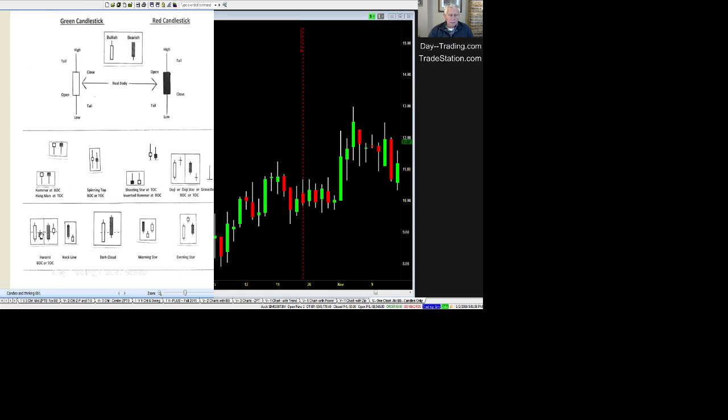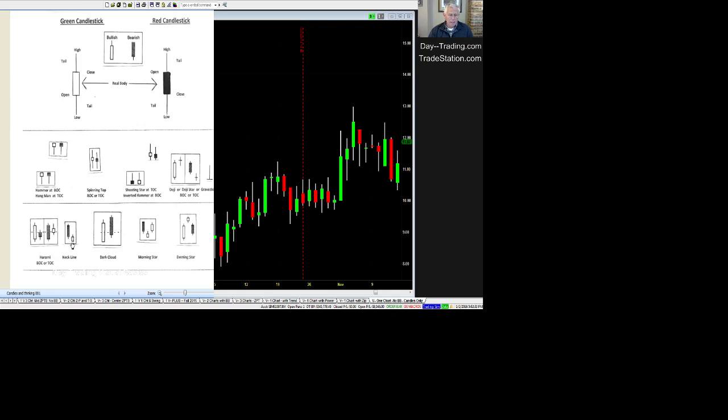You have haramis, which is basically a Japanese word for pregnant, like you have a mother and a child. At the bottom of the cycle, if you divide the mother, or the green candle, in half, the baby would be in the lower half. At the top of the cycle, again, you divide it in half, and the small green candle would be in the top portion. And that's another good reversal pattern.